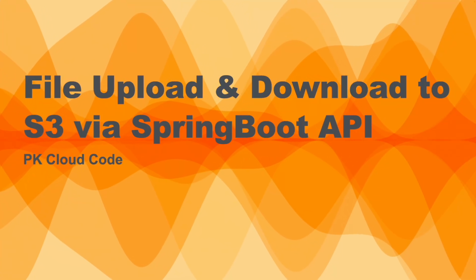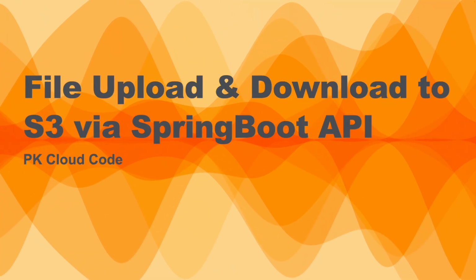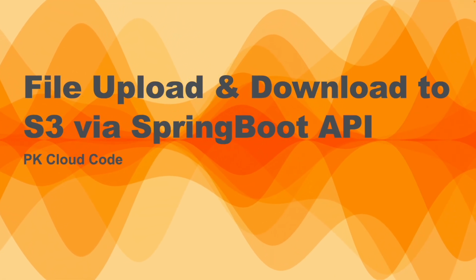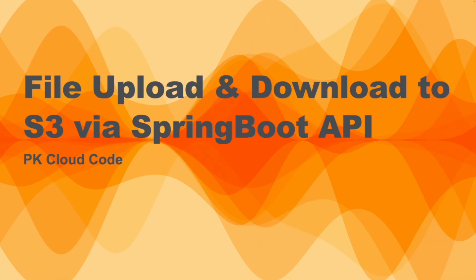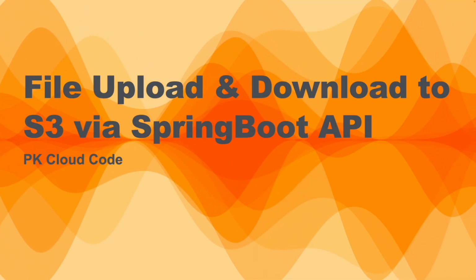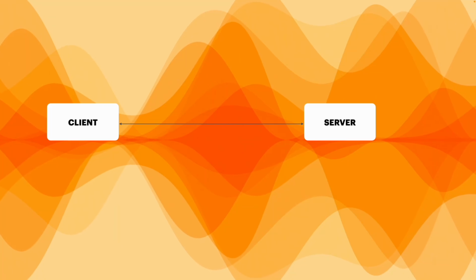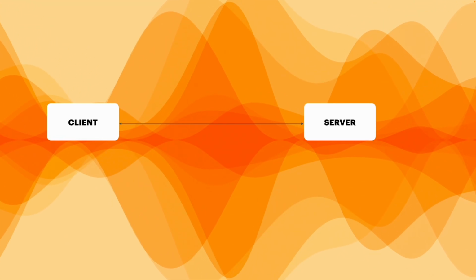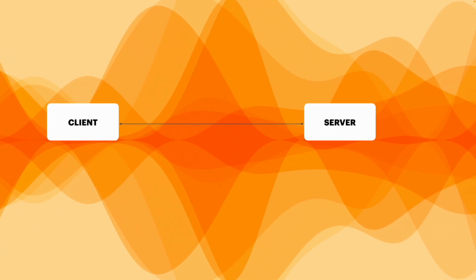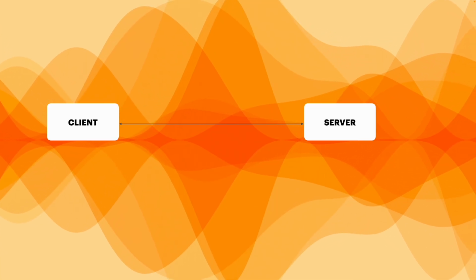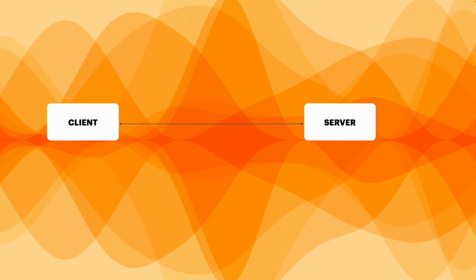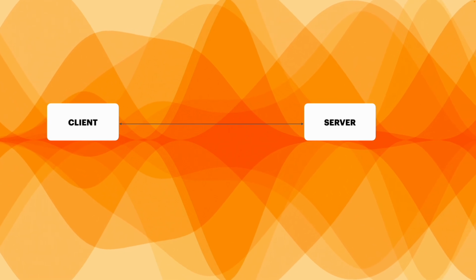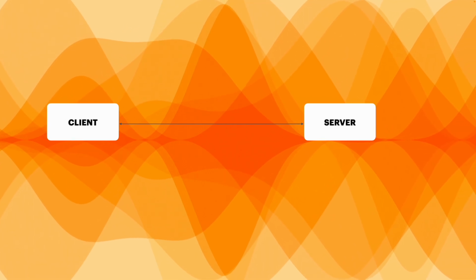Hey, hello everyone. Today I would like to explain to you how to upload and download any file to an S3 bucket via Spring Boot API. The initial architecture flow looks like this: a client sends a request, attaching a file, saying, "Hey, can you save this file?" The server saves it, and whenever the client requests the file, the server responds back with the file you had provided earlier.